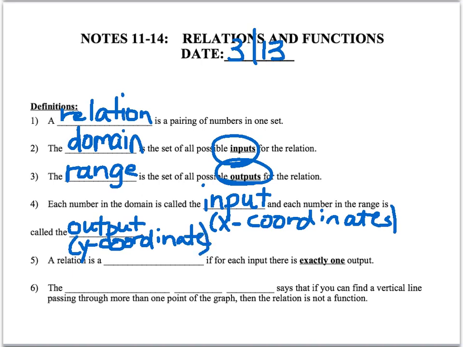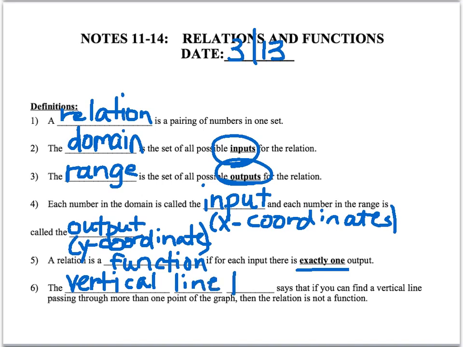A relation is a function if for each input there's exactly one output. And then something that's really going to help us save time is called the vertical line test. The VLT says that if you can find a vertical line passing through more than one point of the graph, then the relation is not a function.